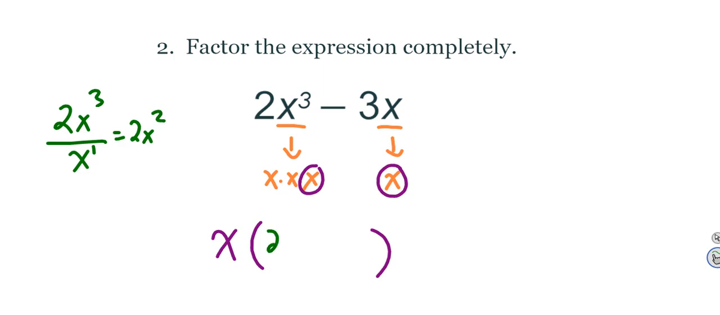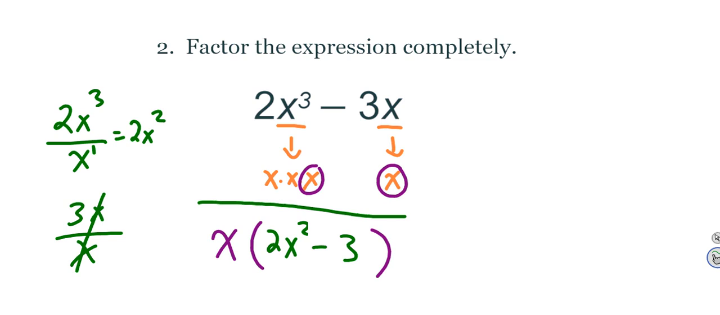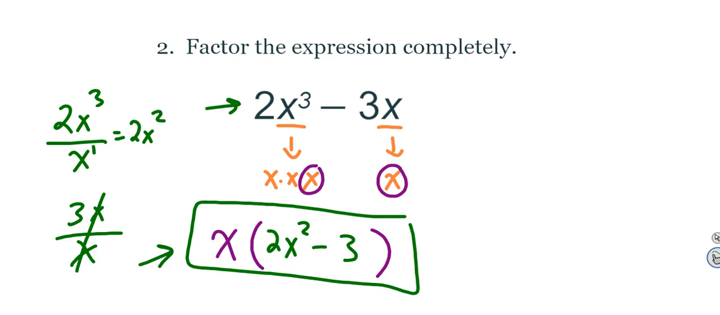So that goes here. And then we're going to take the 3x, and we're going to divide it by x. Bam, the x's cancel out. And we've got, oh, carry down the minus, and we've got that. This is my answer. This is the same thing as what we started with, but it's in factored form. Okay? If we distribute the x, we'll get right back where we started from.